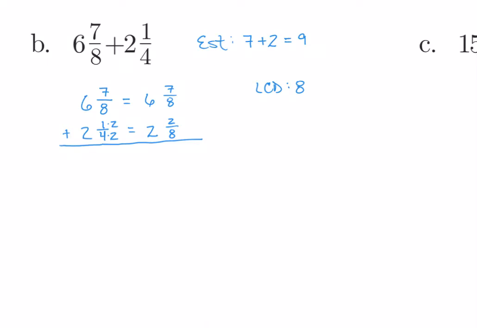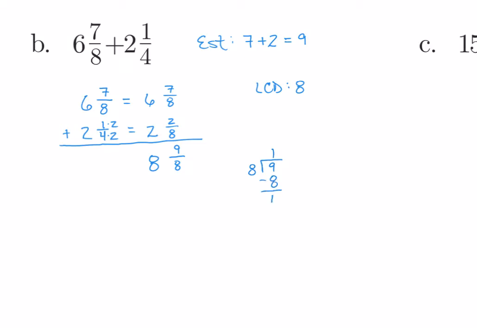All right, so now if we go ahead and add straight down, we get 6 plus 2 is 8. 7 plus 2 is 9. We keep the denominator. Now this one is an improper fraction. You cannot have an improper fraction in a mixed number. So what I want to do is convert it to a mixed number. 8 goes into 9 one time.